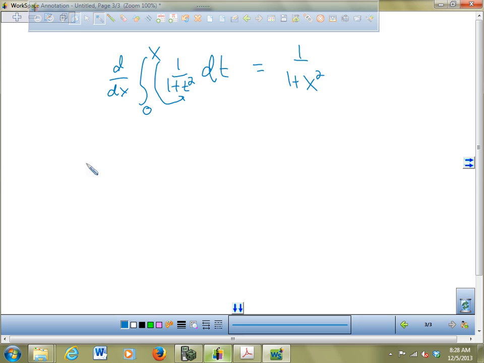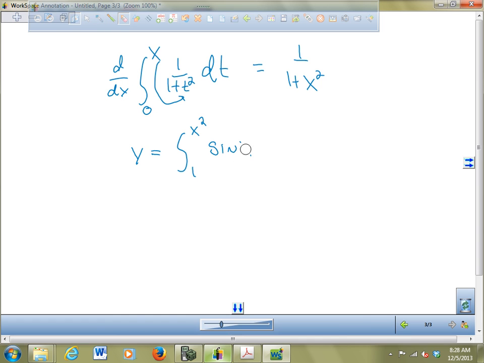And this seems kind of dorky, but this leads to the idea of how you evaluate a definite integral. So the next type of problem where it gets a little bit tricky is if you have something other than just x up at the top. So what if I had y equals the integral from 1 to x squared of sine of t dt? What if I wanted to calculate that?